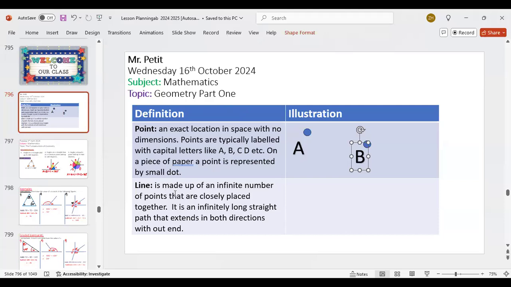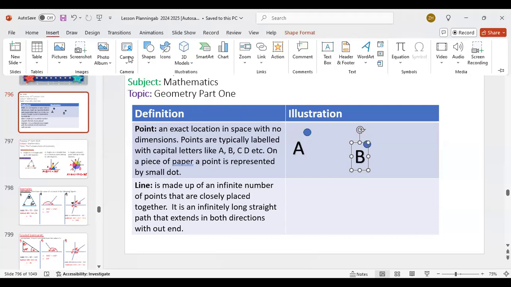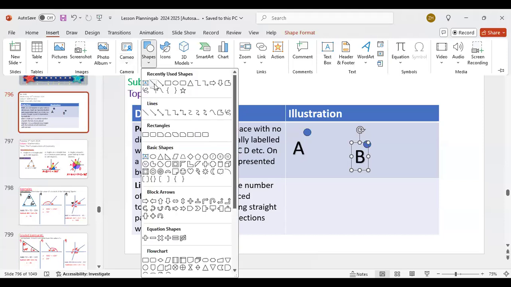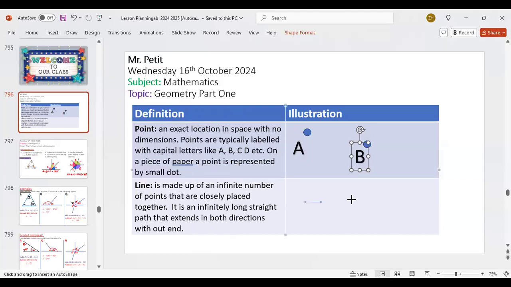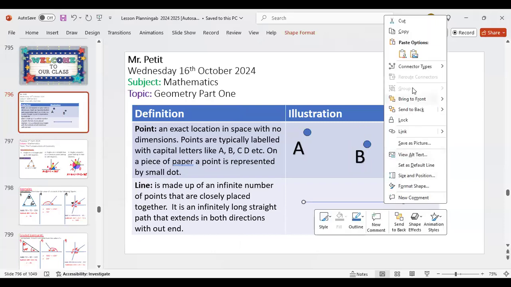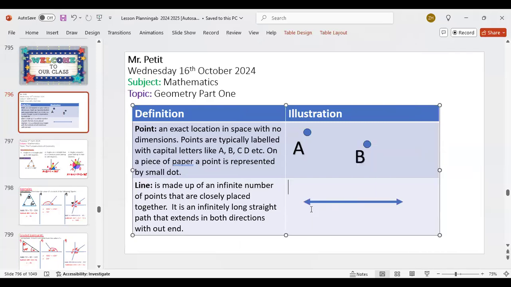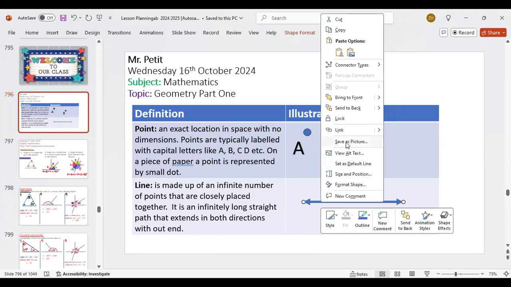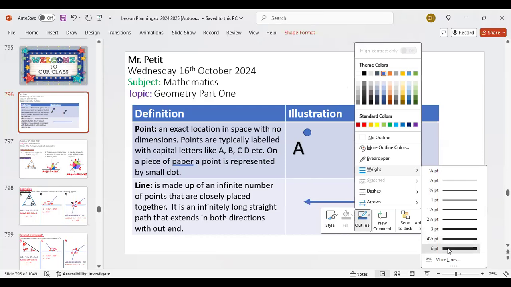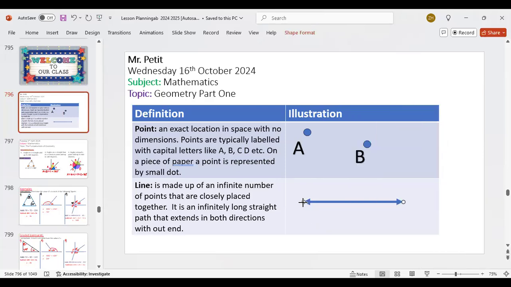Can you read the definition of a line? Yes, sir. A line is made of an infinite number of points that are closely placed together. It is an infinitely long straight path that extends in both directions without end. Very good. And so please draw this line. What are you going to use to draw this line? A ruler. Very good. So make sure you use a ruler to draw this line.